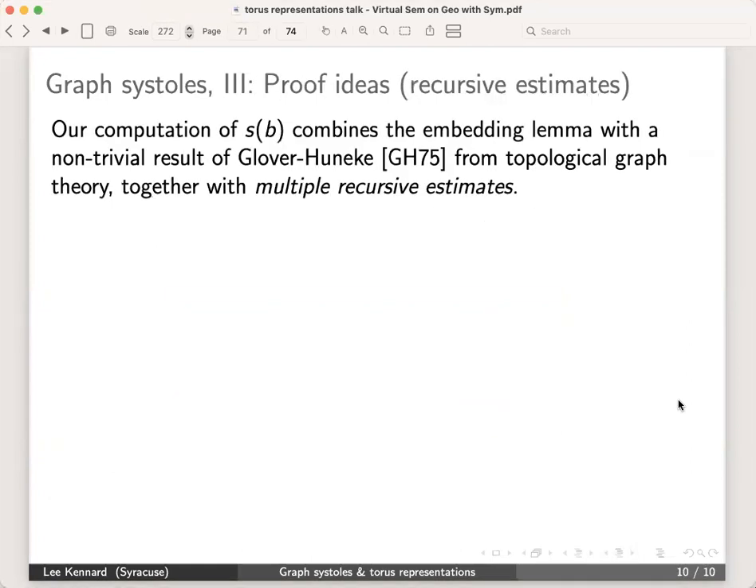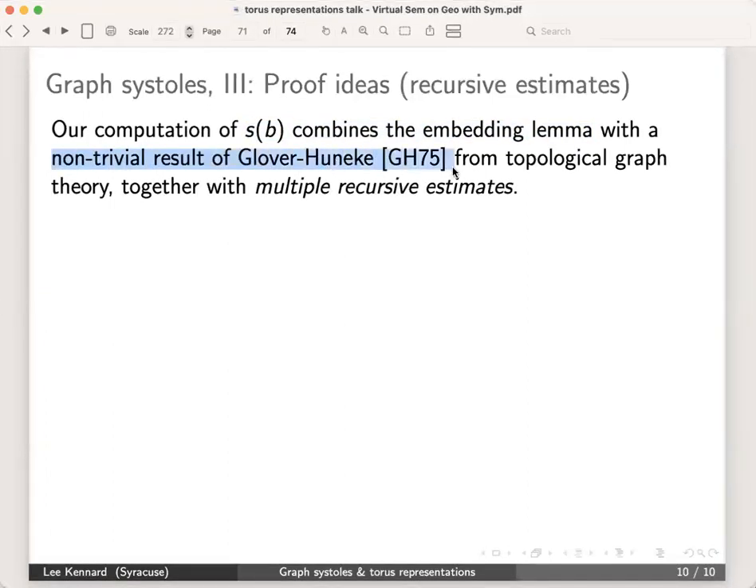Okay, so I mentioned that that's not enough. This embedding lemma isn't enough. So we have to combine this with something else. And what we do is we combine that embedding lemma with two things. First of all is a non-trivial result from topological graph theory.